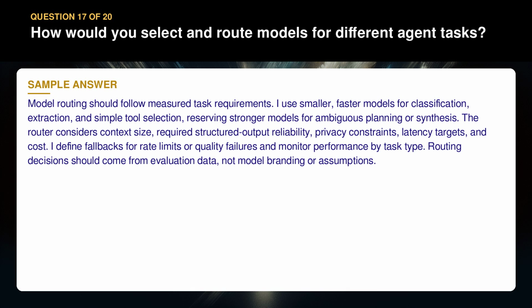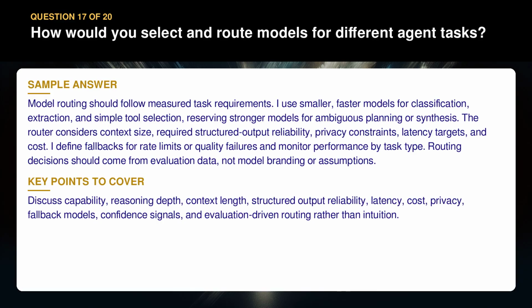I use smaller, faster models for classification, extraction, and simple tool selection, reserving stronger models for ambiguous planning or synthesis. The router considers context size, required structured output reliability, privacy constraints, latency targets, and cost. I define fallbacks for rate limits or quality failures and monitor performance by task type. Routing decisions should come from evaluation data, not model branding or assumptions. Discuss capability, reasoning depth, context length, structured output reliability, latency, cost, privacy, fallback models, confidence signals, and evaluation-driven routing rather than intuition.